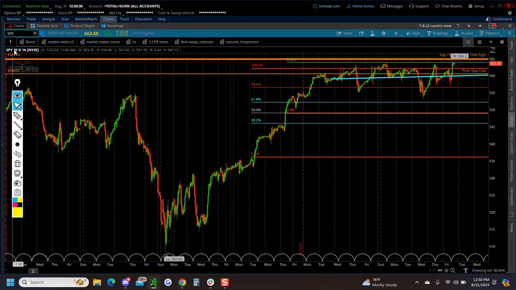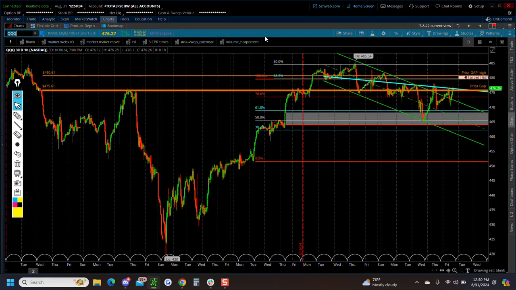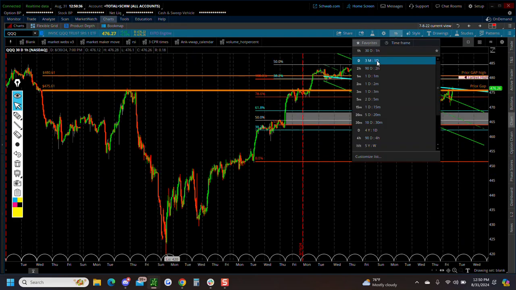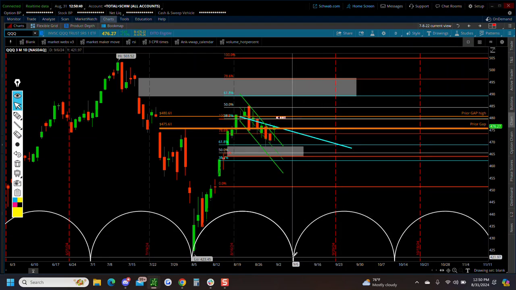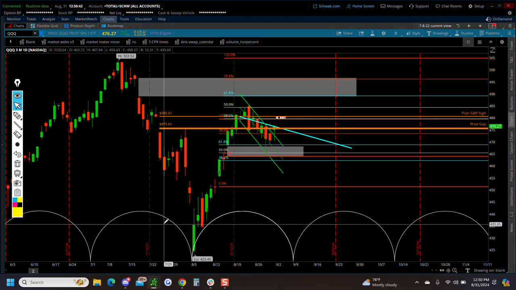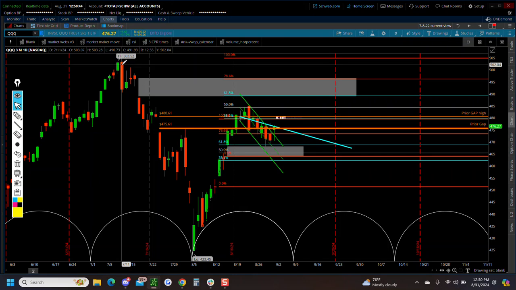Okay, now let's go over to the Qs. Similar situation. We'll go over the daily real quick. I explained it this time. We're looking at about the ninth for a cycle low, basically based off the high.